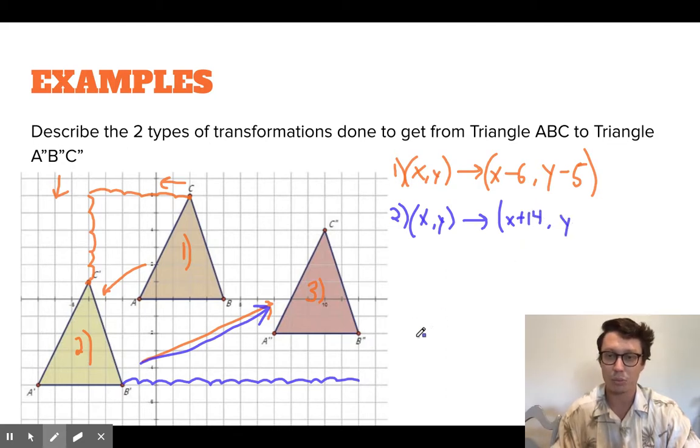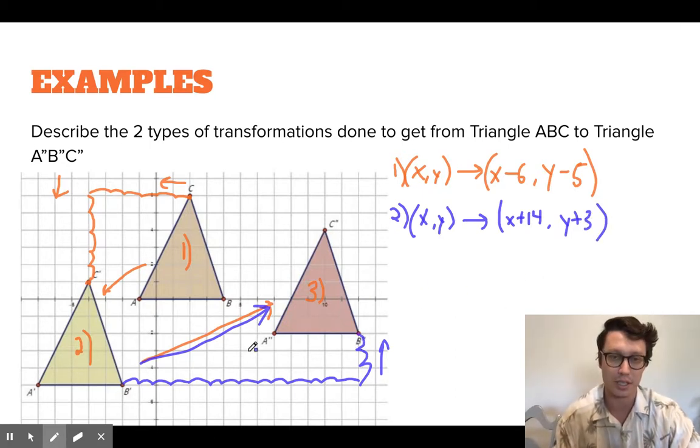And now we have Y. Notice we're going up, so that's also going to be plus. Let's find out how much. Plus 1, 2, 3. Y plus 3. Okay, so 2 translations done in this. These are our 2 very specific rules of our 2 translations.